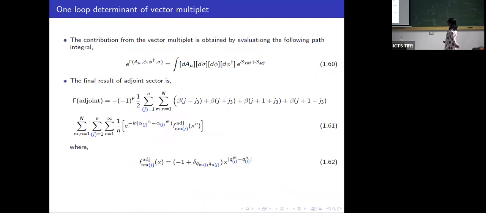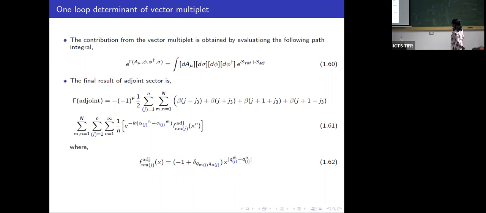Okay, now we need to find the one loop determinant for the other fields in the theory, which are the gauge field, the real scalar field sigma, and the complex scalar field phi and phi dagger. So it can also be done using the machinery of monopole harmonics. If it's a vector field, we should use the vector monopole harmonics, scalar monopole harmonics, and complex monopole harmonics.